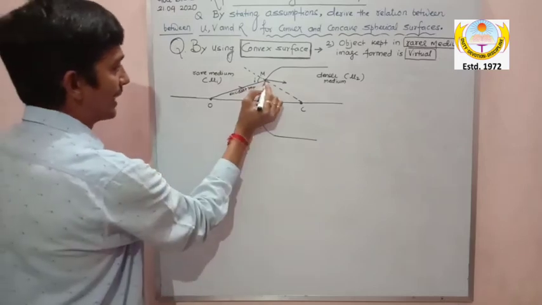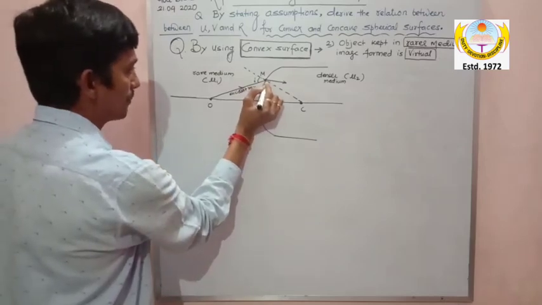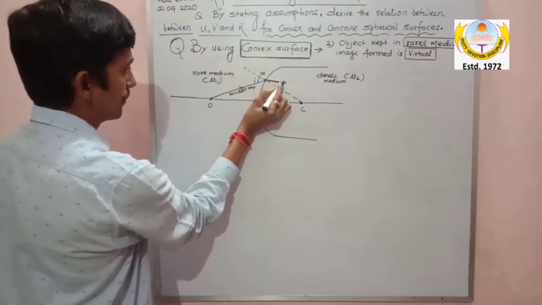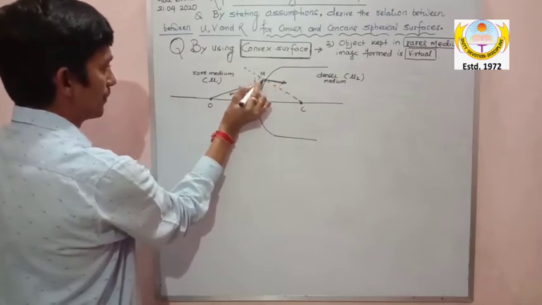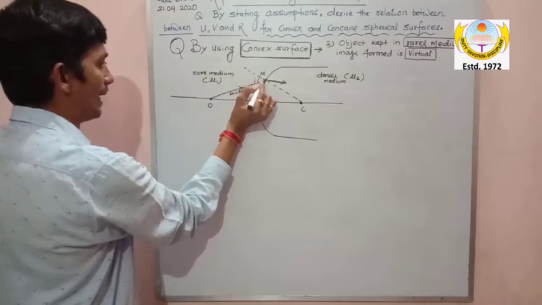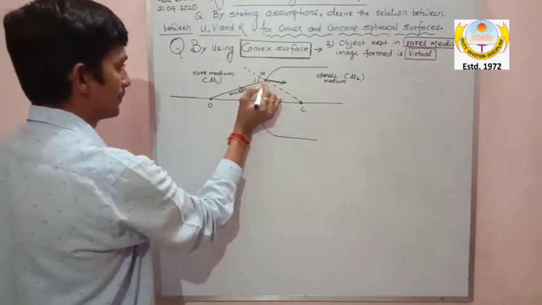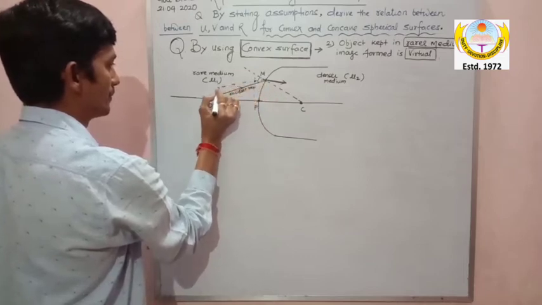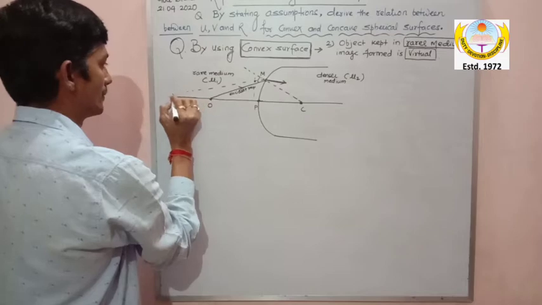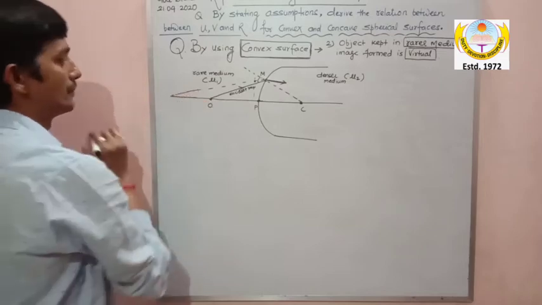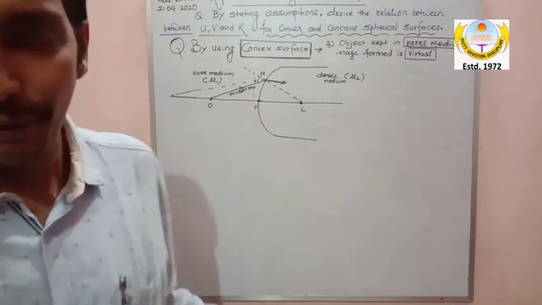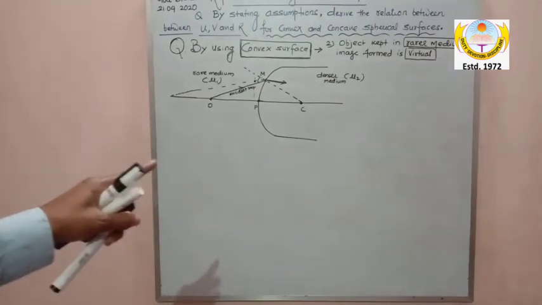And this I can draw and forming the image here. You can see here the image is forming on this side, because the ray is bending towards the normal.